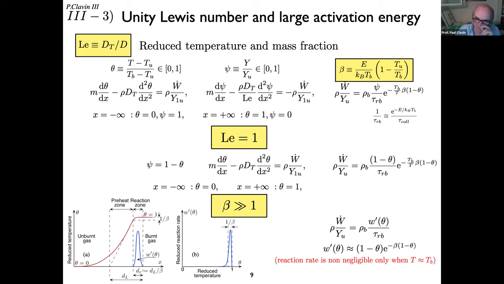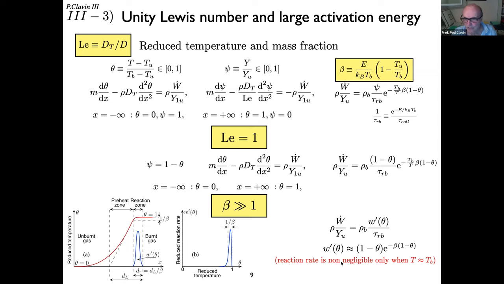In that case, if you look at the production rate here, you see that as soon as theta is sufficiently smaller than one, because beta is large, the exponential of minus something large is negligibly small. Therefore, the reaction rate is concentrated near the burned gas side.